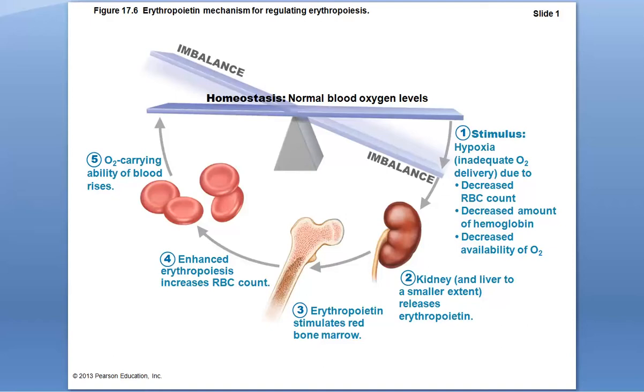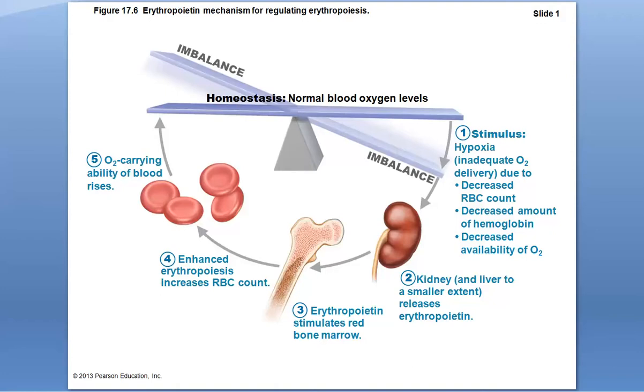So now we'll turn our attention to erythropoiesis, the process by which red blood cells are made, and the how, the why, the when, the where of erythropoiesis. As we looked at in a previous chapter, this process is controlled or regulated by erythropoietin, that hormone that's released from the kidneys in response to hypoxia, which is decreased oxygen delivery to the tissues.